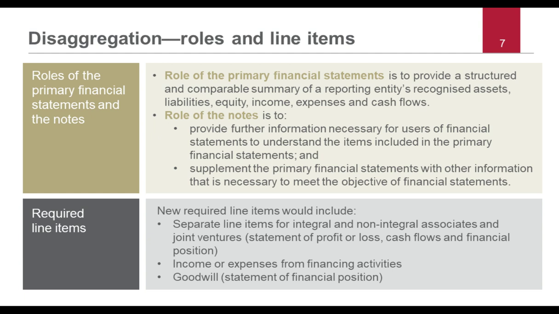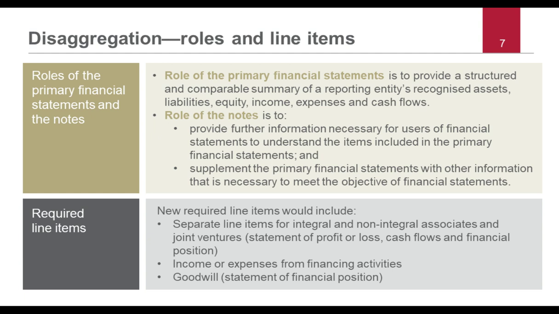Of course. So in support of the proposals that we discussed in the last webinar on subtotals and categories, the board is proposing to require separate line items in the primary financial statements for integral and non-integral associates and joint ventures. And those new line items will effectively replace the previous line items we had in those statements for associates and joint ventures accounted for using the equity method.